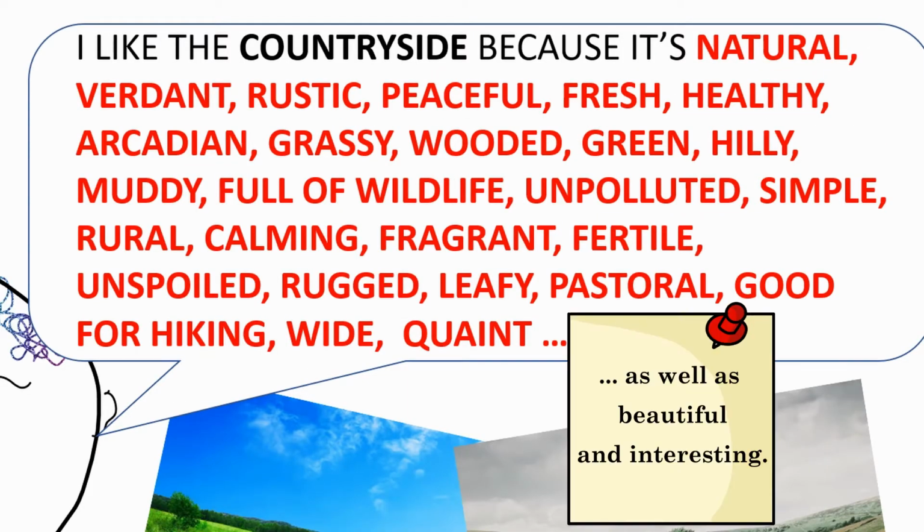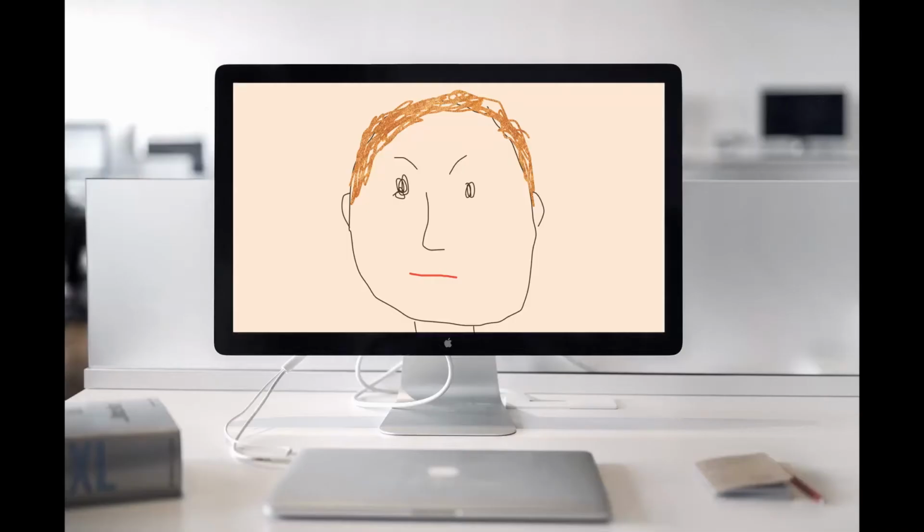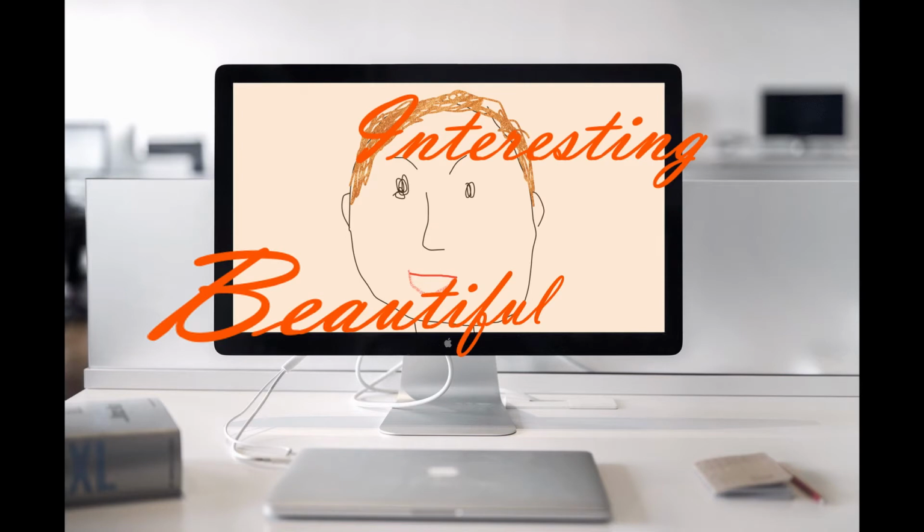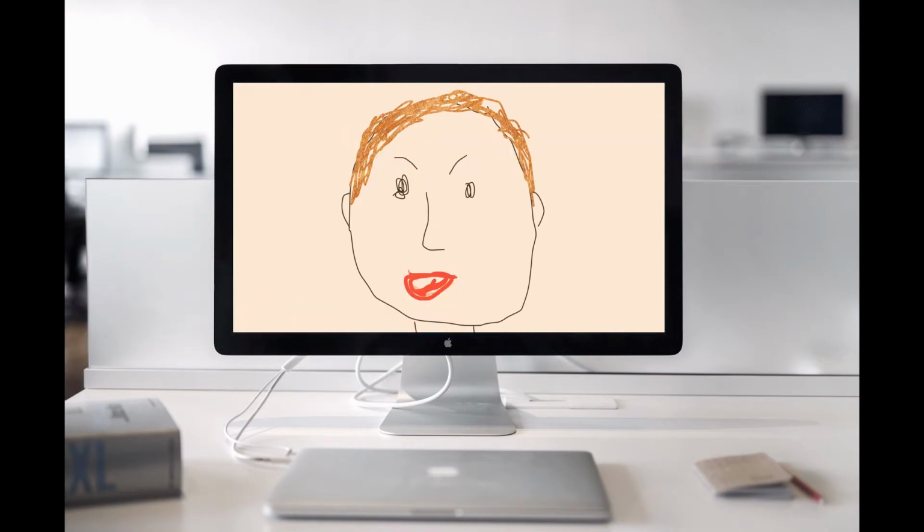So here we have places, and many people would describe all the places as beautiful or interesting, as you can see in the previous graphic. However, in a moment, let's have a look at some other words that we can use to describe different places, starting off with cities.